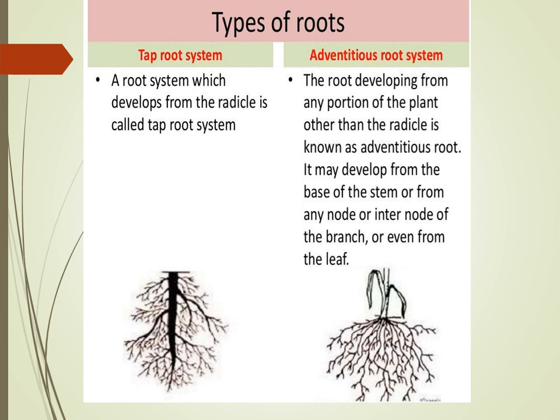As for roots, we have two major types. The first one is the taproot system. A root system which develops from the radicle is called a taproot system. The next one is the adventitious root system. The root developing from any portion of the plant other than the radicle is known as adventitious root. It may develop from the base of the stem, or from any node or internode of the branch, or even from the leaf. So, these are the two major classifications of the root.